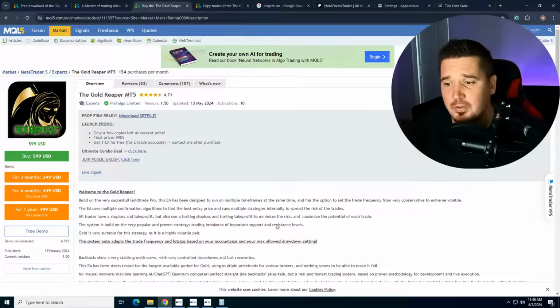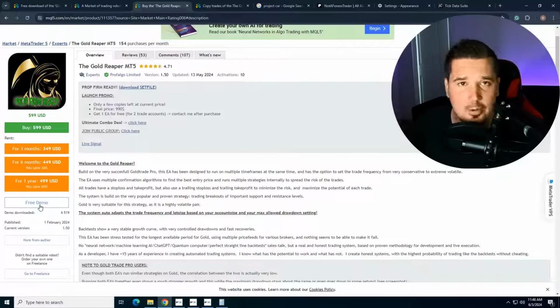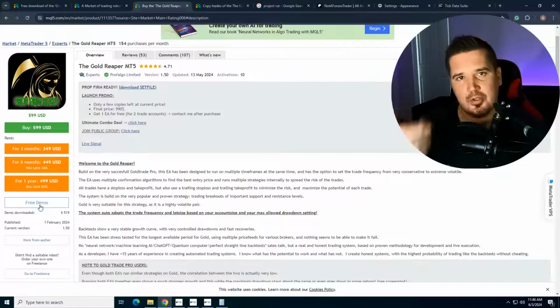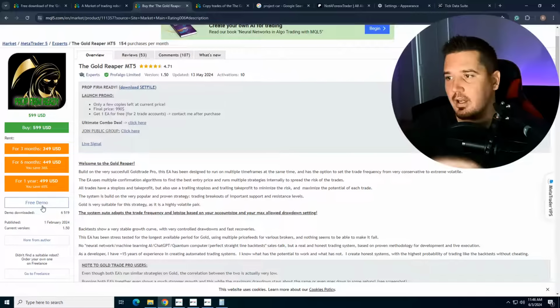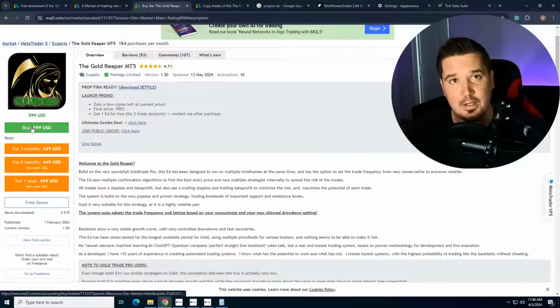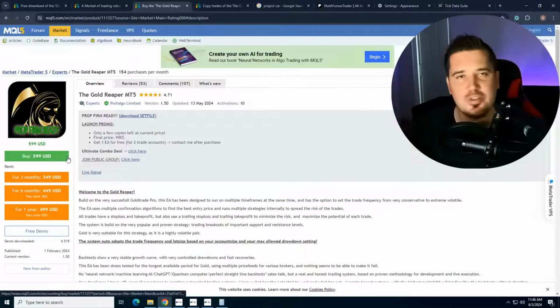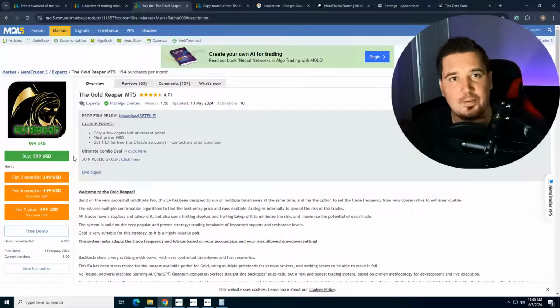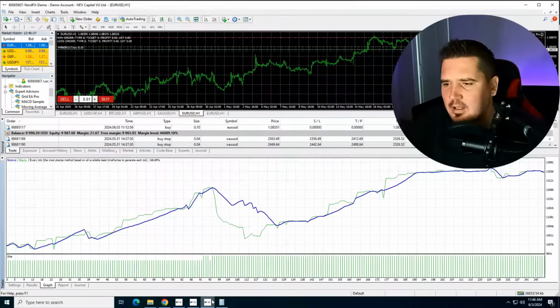But for this demonstration, I do have this EA. You can get the free demo, which basically only allows you to do back testing. You can't run the EA. In order to run it, you have to buy it, and in order to buy it you have to spend $600 or $599.